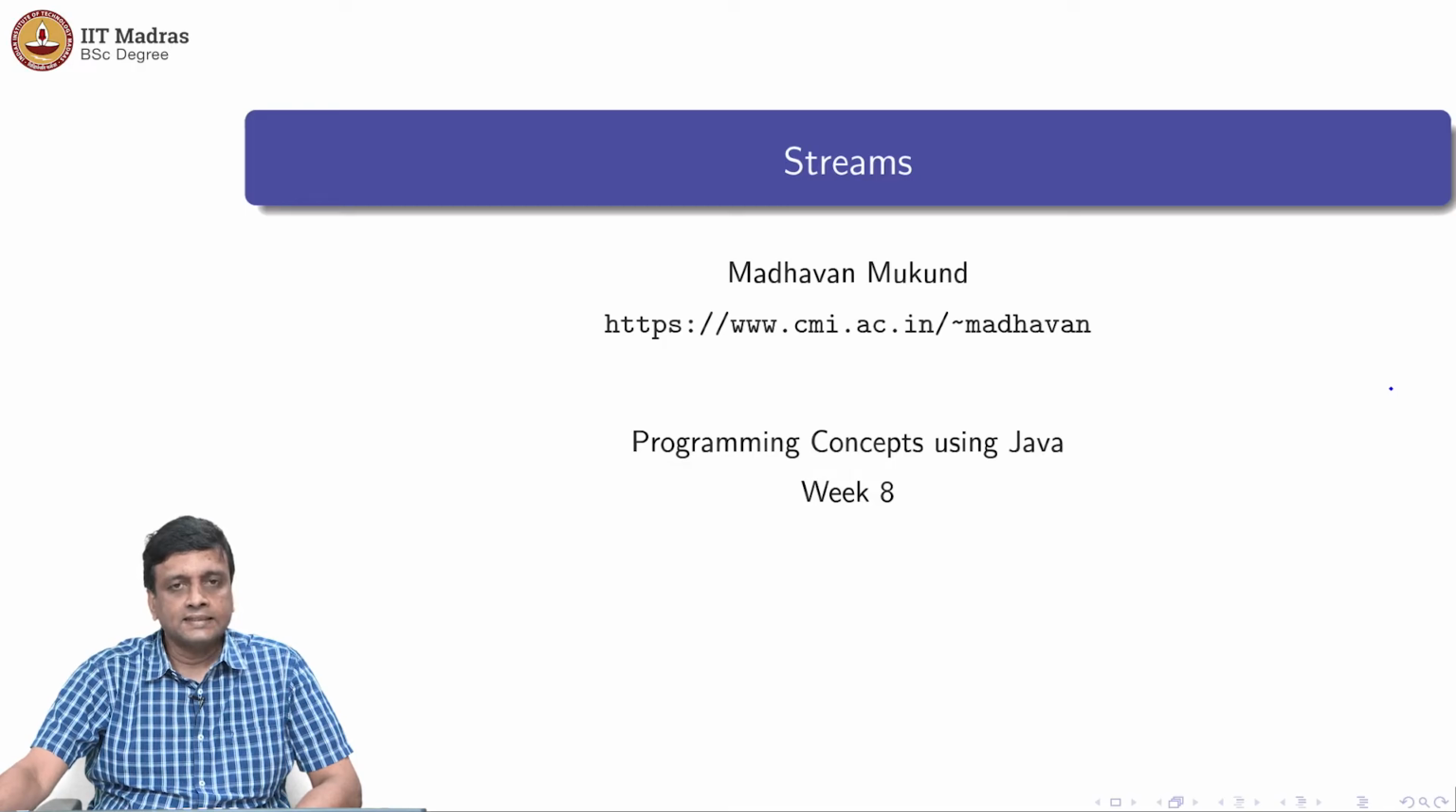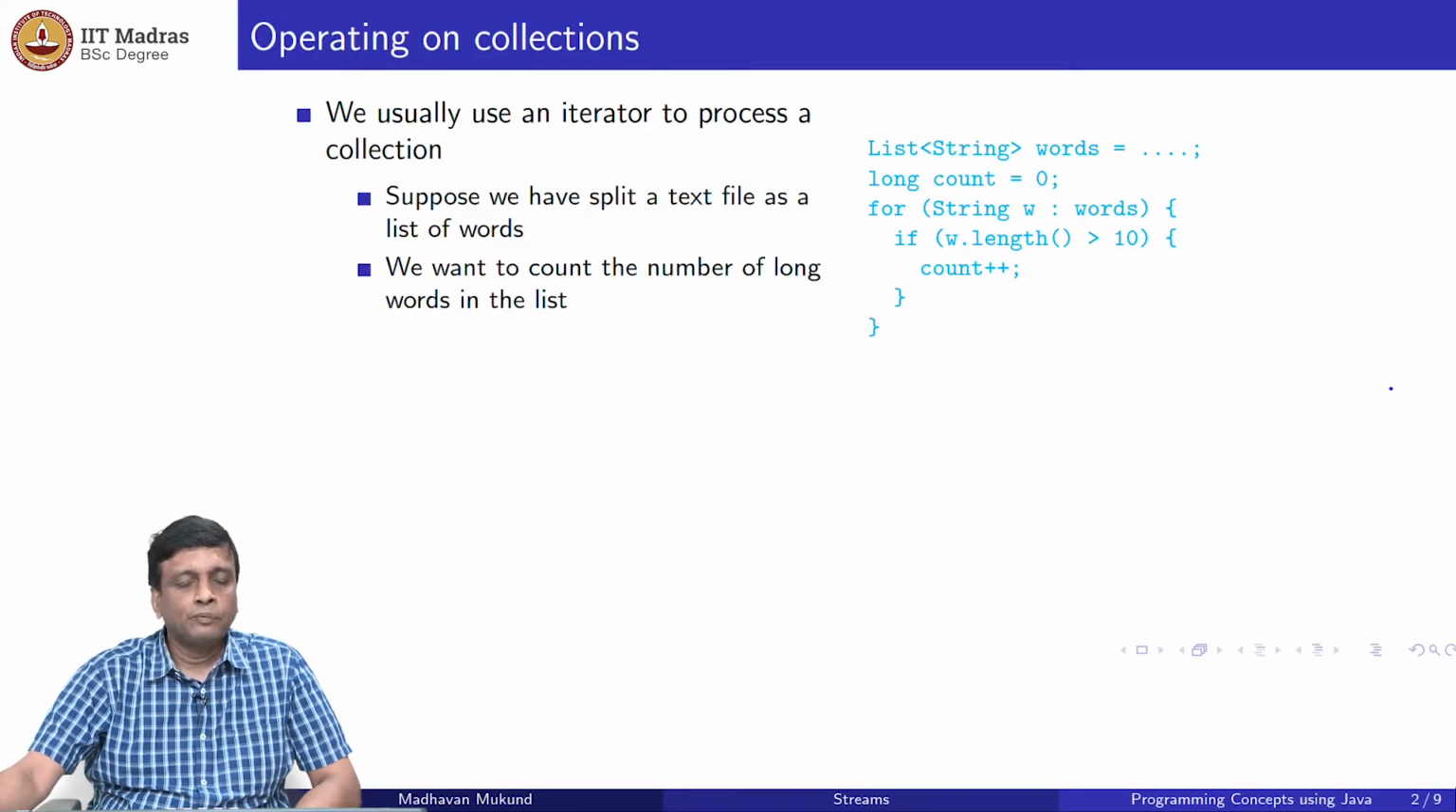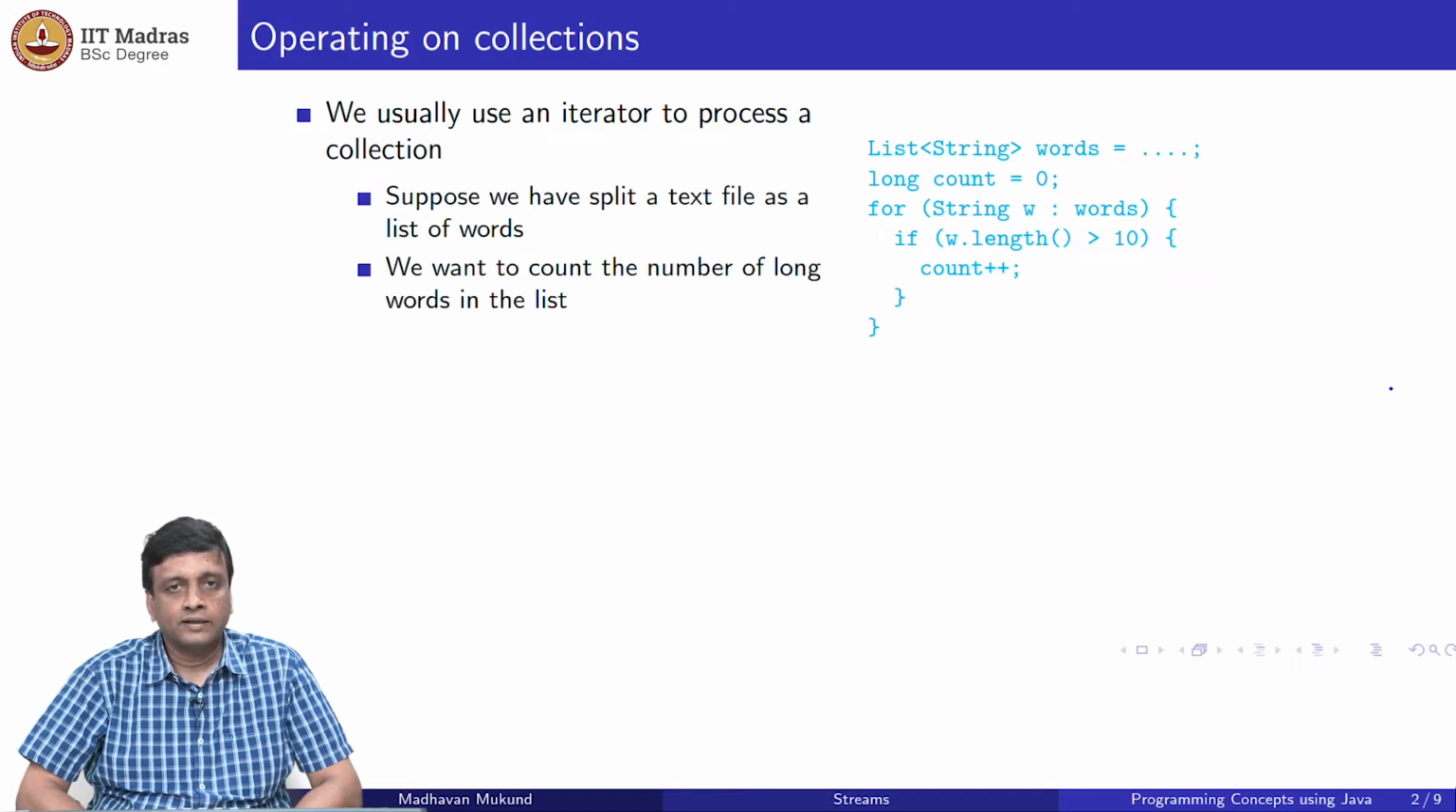So we have seen collections. When we have a collection, we have a lot of items in a single object, and we can run through these using an iterator. So what does an iterator do? An iterator basically takes the objects in the collection and produces them for us one by one as a sequence.